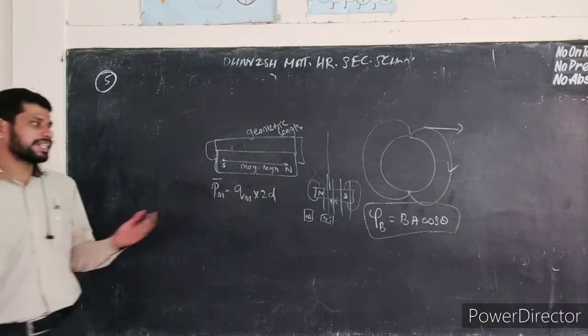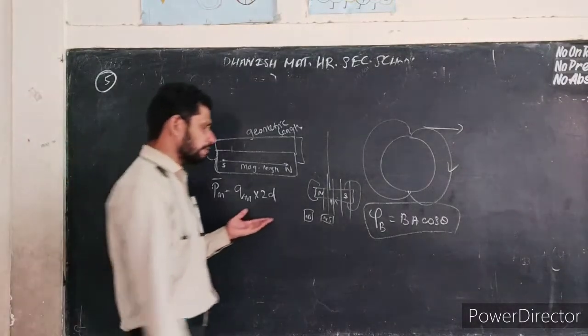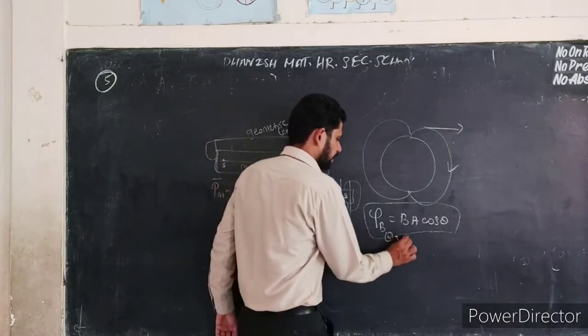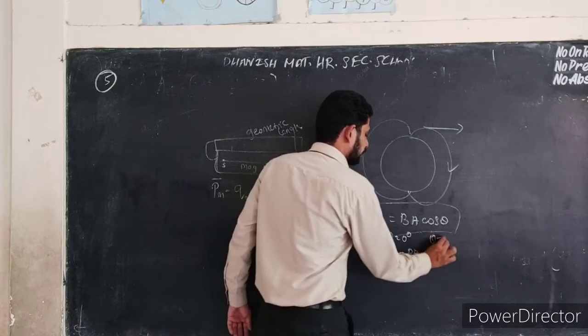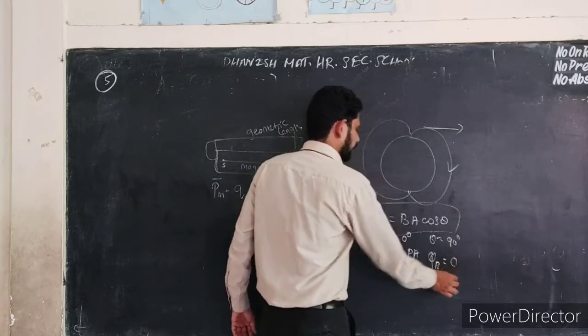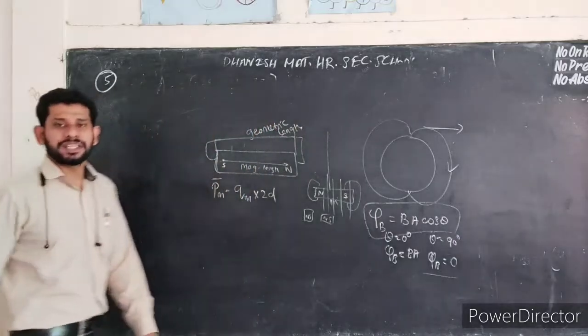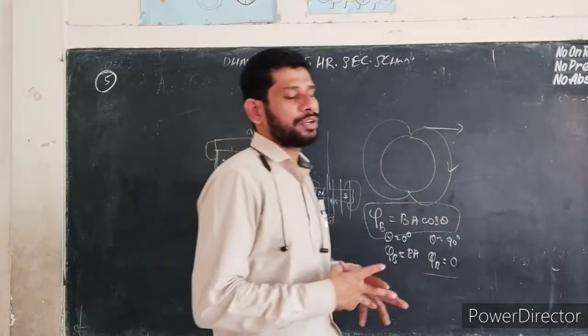Whenever theta is 0 degrees, the flux will be maximum. Whenever theta equals 90 degrees, the magnetic flux will be minimum, or 0. Next, what is meant by a uniform magnetic field or a non-uniform magnetic field?